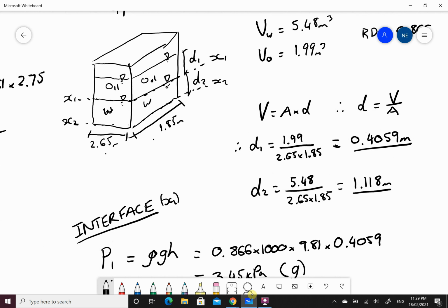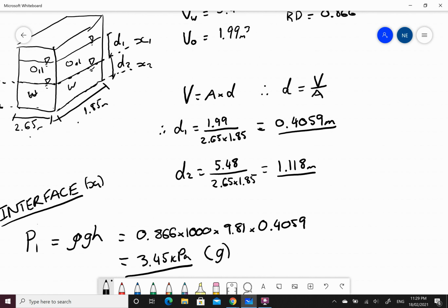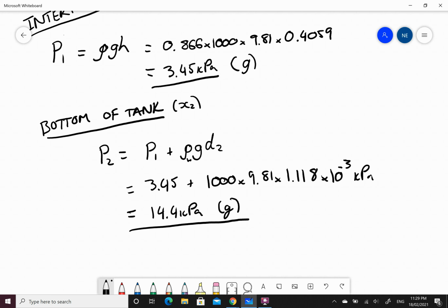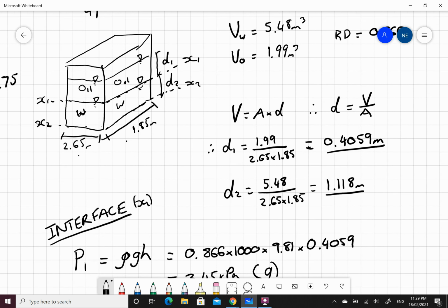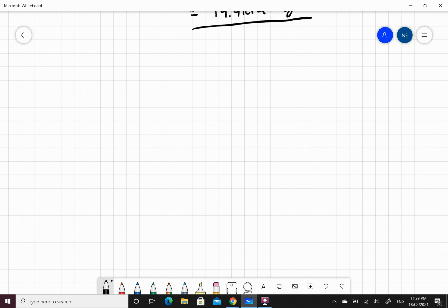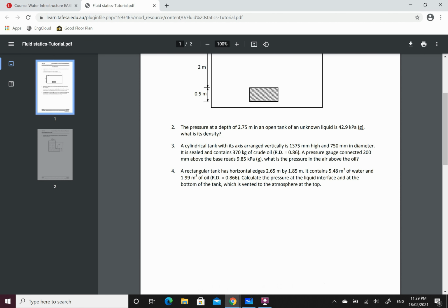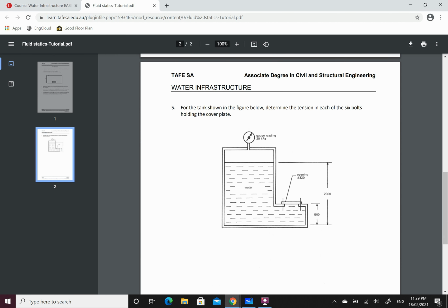So we interpret it, we draw a little sketch, crank out our numbers, and then work out our pressures. Alright, now a bit more tricky, let's go to question 5. Last question and we are done. Now this one here is very important. You're going to see a lot of this through the course, and this will more than likely show up in your exam. So for the tank down here, determine the tension in 6 of the bolts holding the cover plate. This is the cover plate down here. These are the bolt marks that he's talking about.